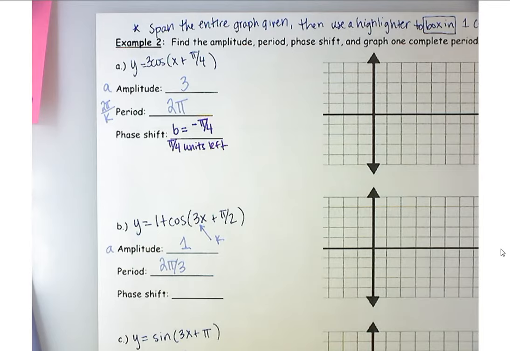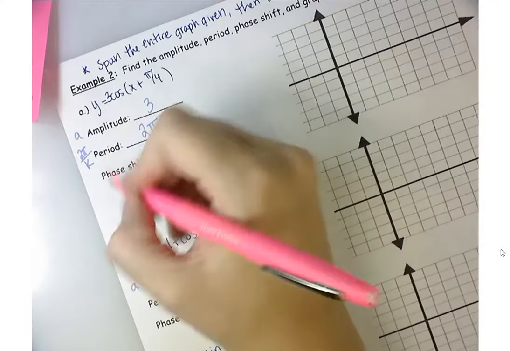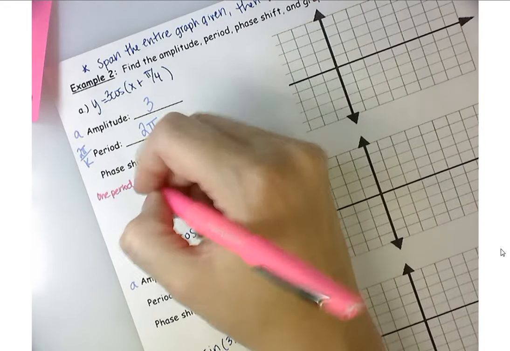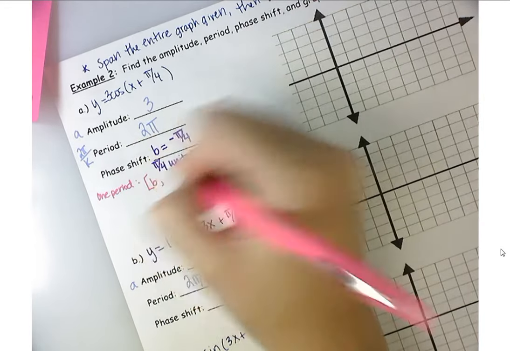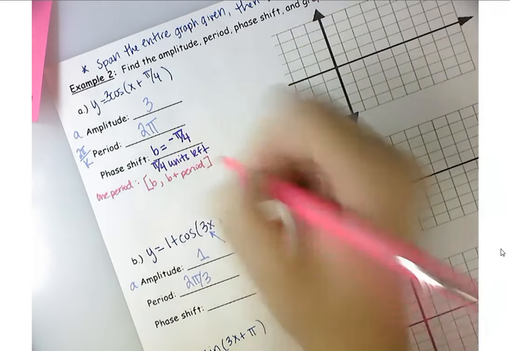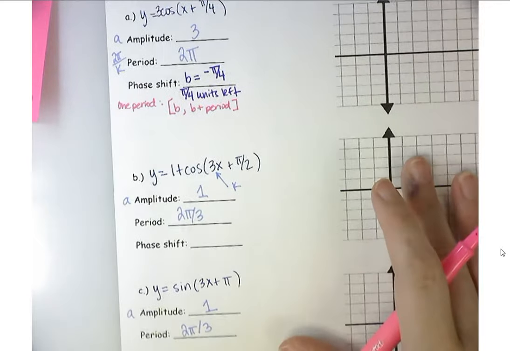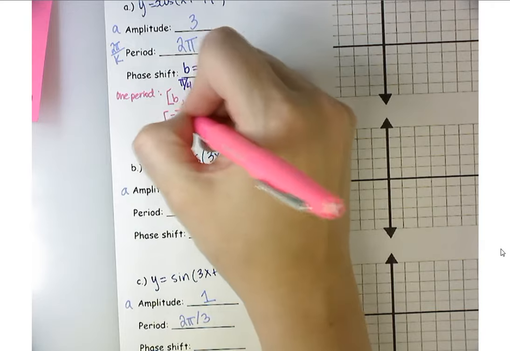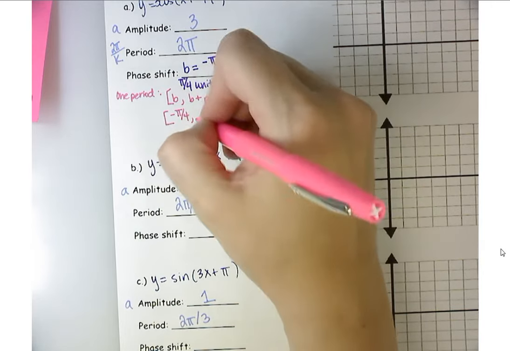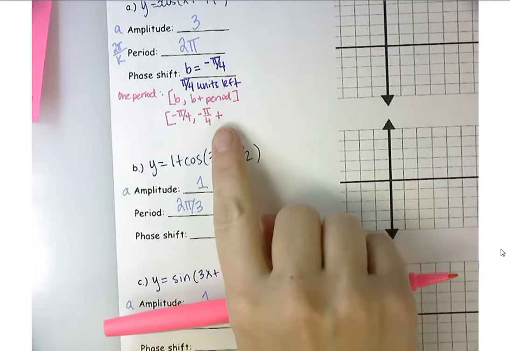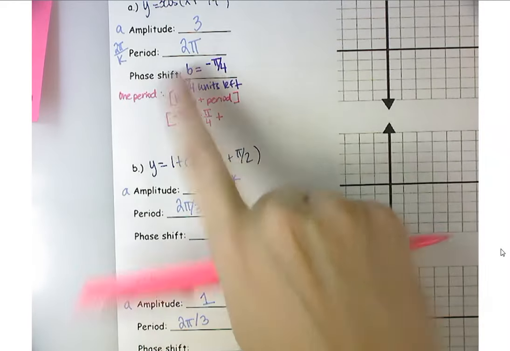All right, now remember, earlier we talked about how 1 period is equivalent to B and then B plus the period. So that's what we're going to do here. So 1 period is going to start at negative pi over 4, and it's going to go to negative pi over 4 plus the period, in this case 2 pi.